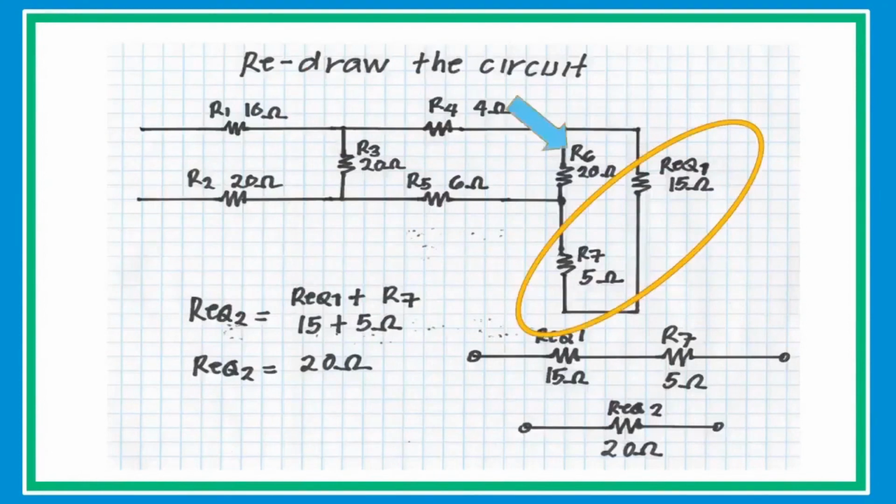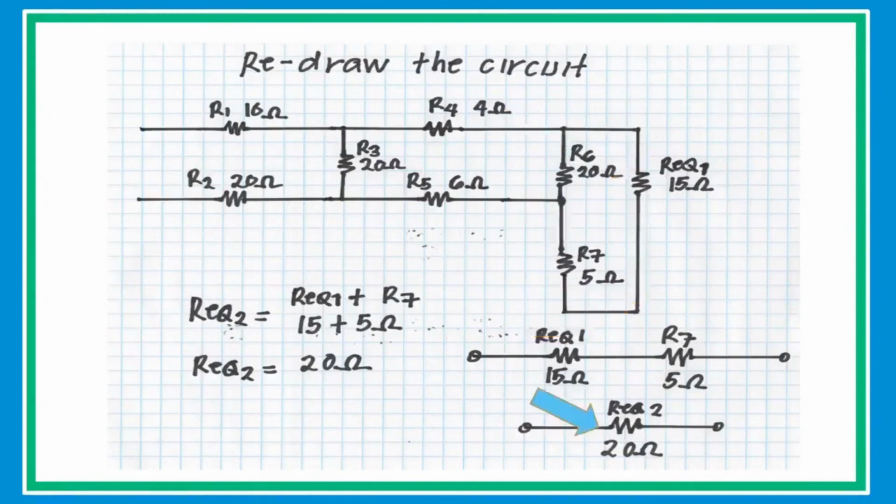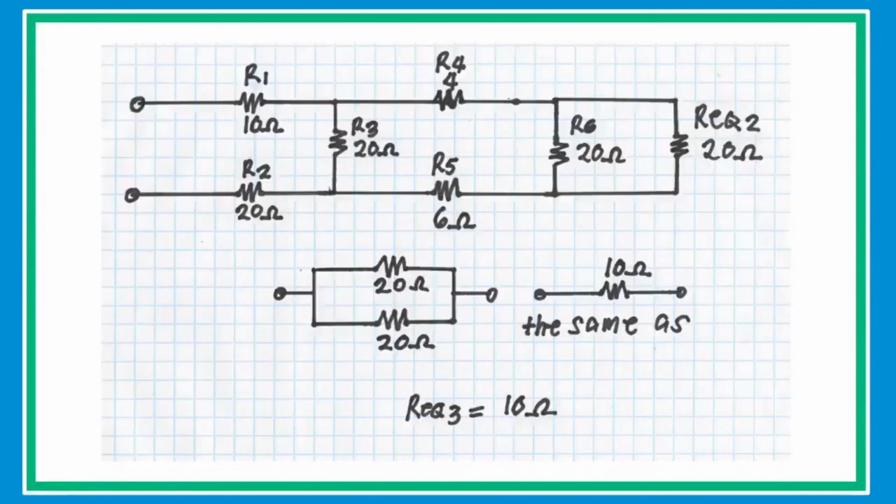But you cannot add R6 because there is branching on R5. Just add the R equivalent and R7 to get the value of 20. After you get the answer, collapse the circuit, redraw and analyze again. In this new redrawn circuit, R6, 20 ohms, and R equivalent, 20 ohms, are connected in parallel. Given that R6 and R equivalent have the same value, just get the half of it to get the equivalent resistance of 10 ohms. After that, collapse the circuit and redraw again.